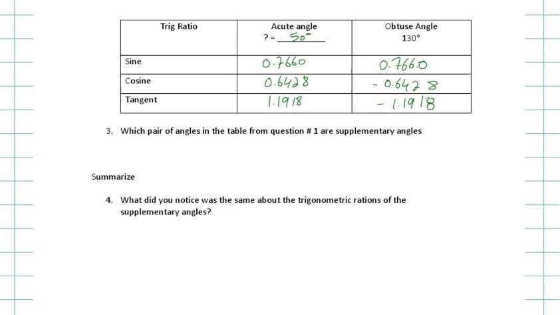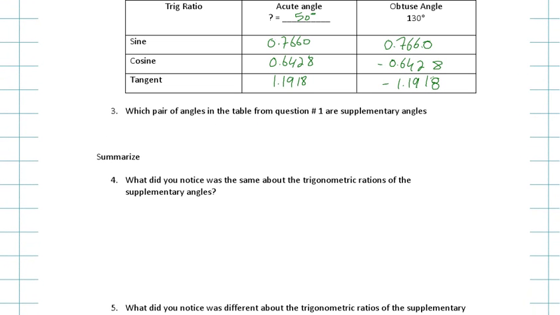We've already discussed these, so I'm going to fill out the answers for them. They're asking you which pair of angles in the table are supplementary angles. We've already discussed that, so we're going to say it's 20 and 160. This is going back to question number 1. 88 and 92. And 41 and 130.